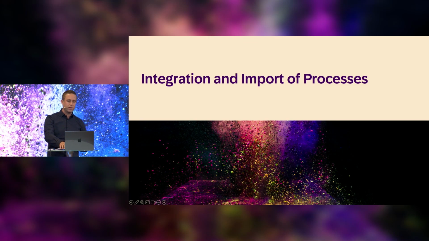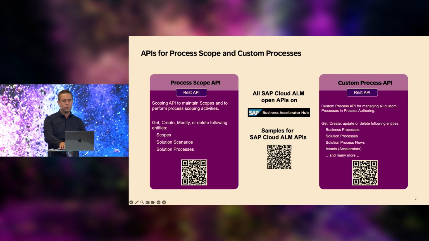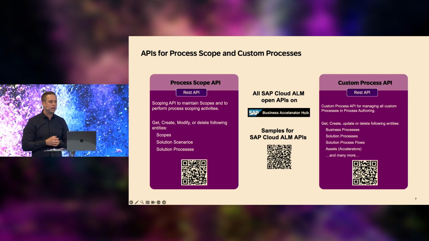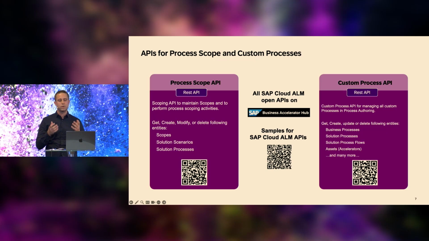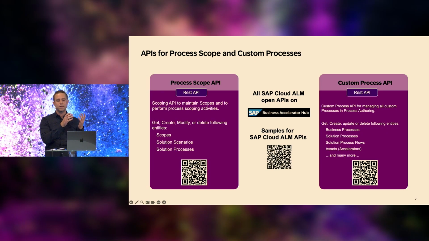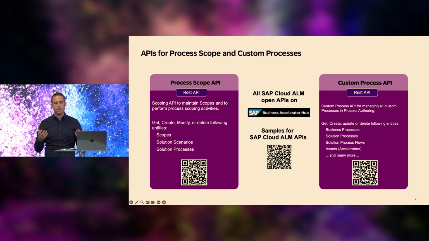So before we go to the live demo, I want to talk quickly about integration and import of processes. And I have mentioned that we have an API available here. So from the Cloud ALM side, we have this clear API strategy, which means we want to offer customers that they can easily integrate with their third-party tools, but not only customers, there are also a lot of partners out there who have own tools in this area available, so they can use the API to integrate with that.